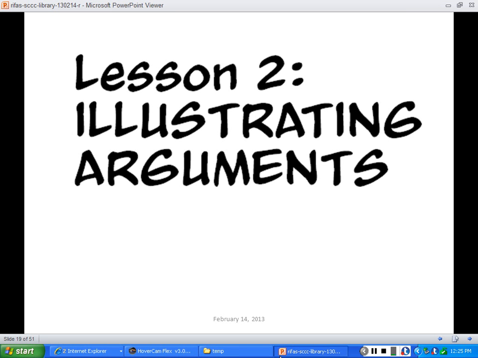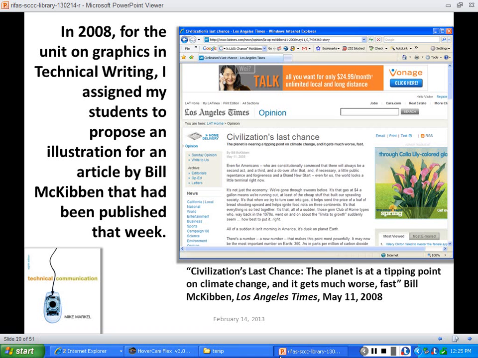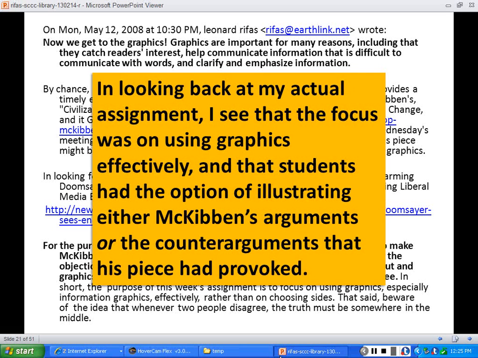The other lesson that I've used gets into professional illustrated arguments. When I was teaching technical writing in 2008, it came time for the week on using graphics with technical writing. And just by chance, that Sunday, Bill McKibben had an article published in the Los Angeles Times called Civilization's Last Chance. The planet is at a tipping point on climate change, and it gets much worse fast. And so I assigned them to illustrate the article, choose illustrations that would bring out what was in the article.